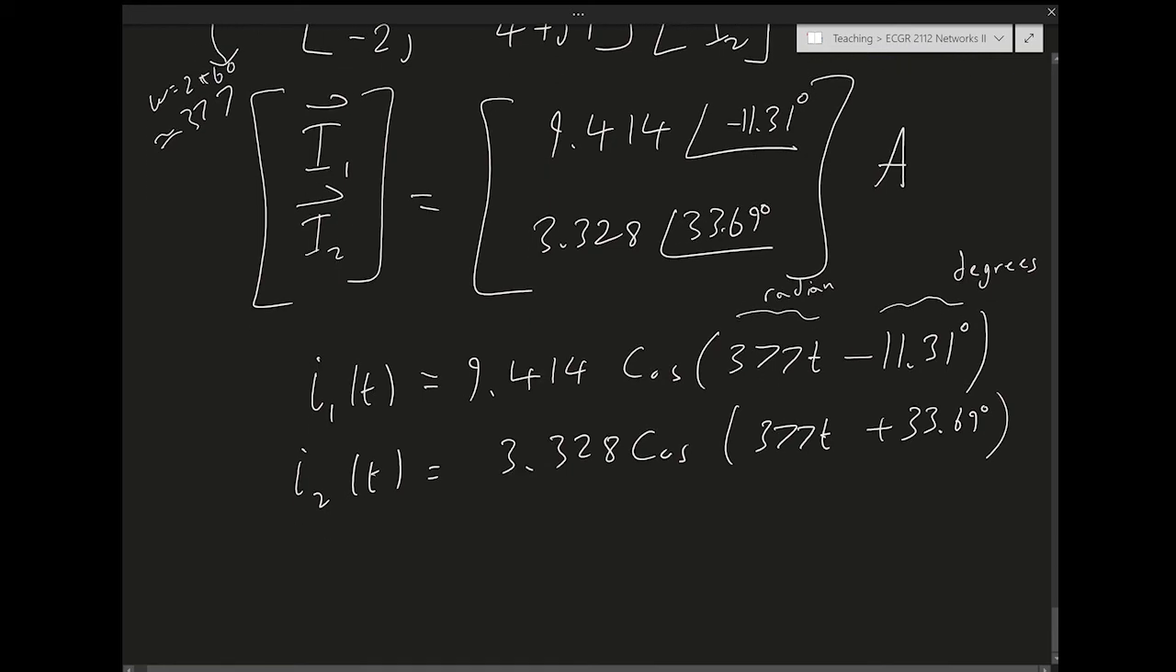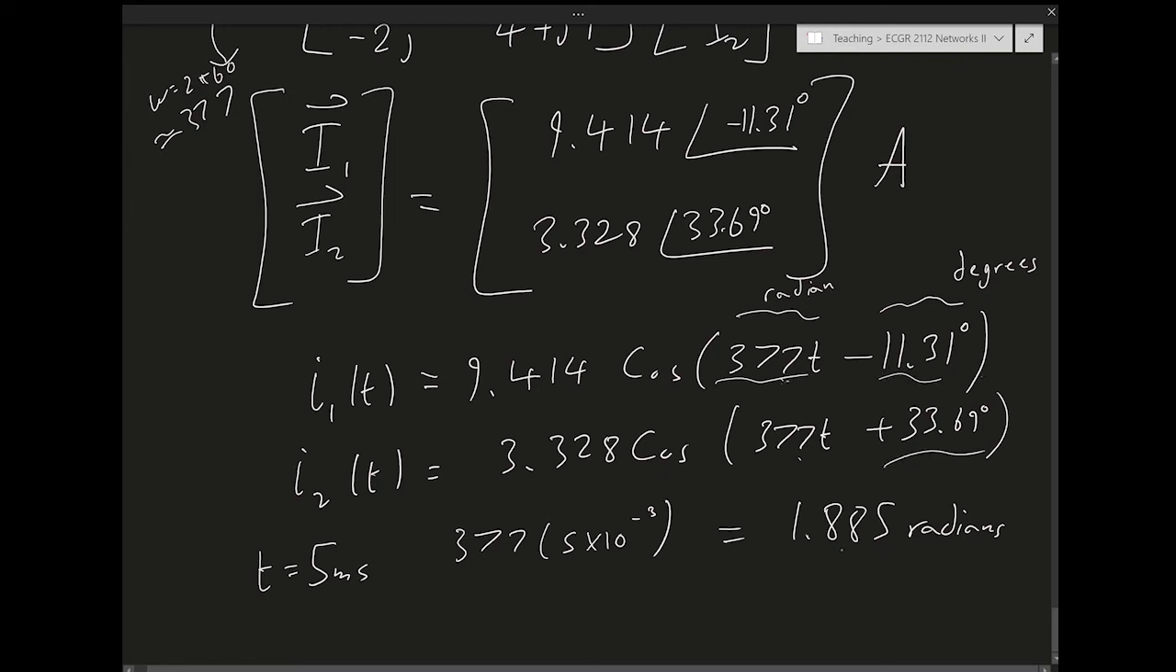Okay. So I want to find the energy at t equals 5 milliseconds. At t equals 5 milliseconds, well, what's the angle here? It's 377 times 5 times 10 to the power minus 3, that's equal to 1.885 radians. Again, before I merge these radians with these degrees, I either have to convert the degrees into radians, or I have to convert the radians into degrees.